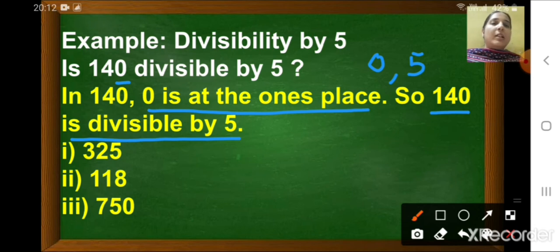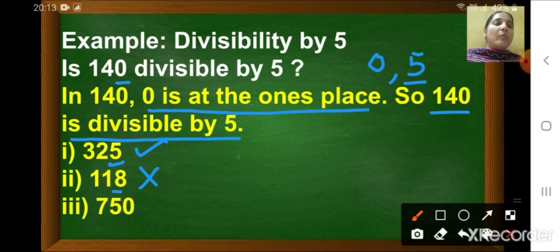Okay. Now let's see one more example. 325. Will it be divisible by 5? Yes, because the digit at the ones place is 5. Okay. Then 118. Will it be divisible by 5? Look at the digit at the ones place. That is 8 and not 0 or 5. So will it be divisible by 5? No, it is not divisible by 5.